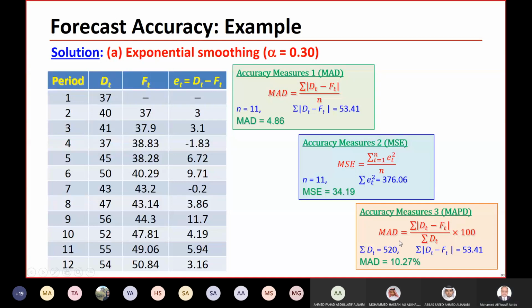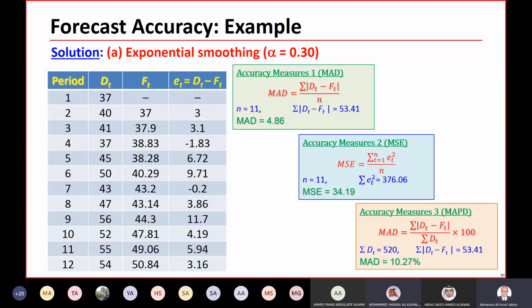The third measure, the mean absolute percentage deviation. This is written with a missing letter; we have D here. So the summation of the error is already calculated here, 53.41, and we divide over the total demand. The total demand, if you add all these demands up, will give you about 520. So if you divide this over 520, you get it as 10%. Okay, this is 10%. So this is MAPD, and this is written wrong. Please correct it in your handout.